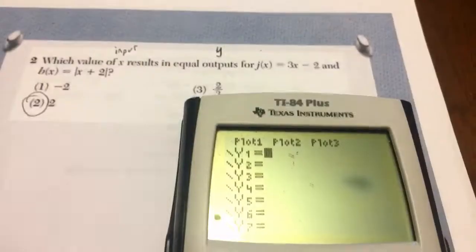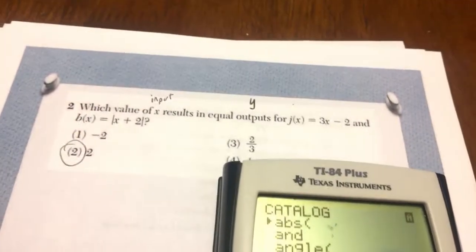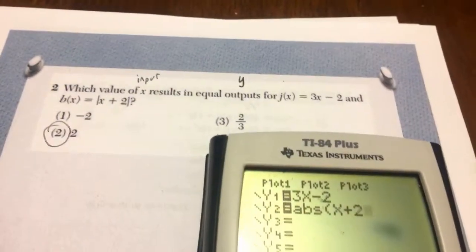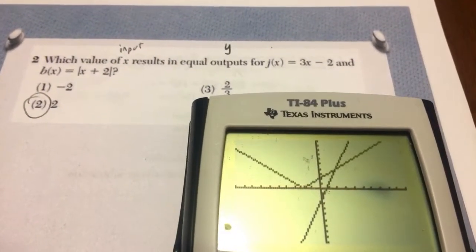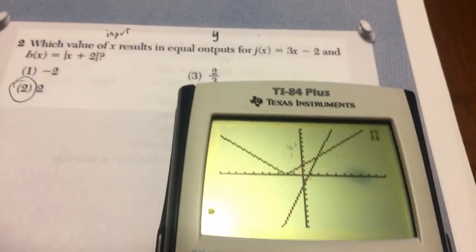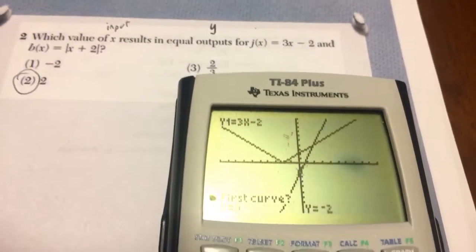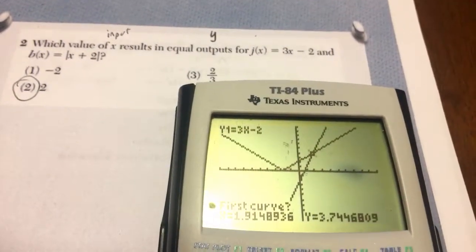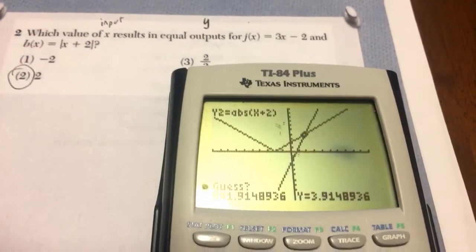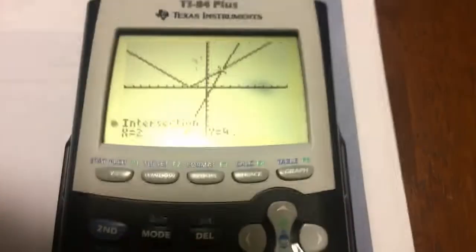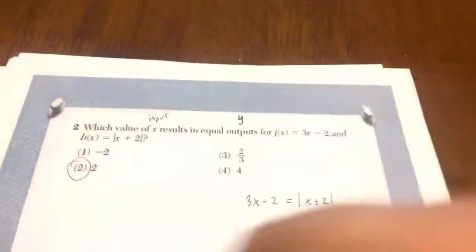is use our calculator. In my calculator, I type 3x minus 2, and then the absolute value of x plus 2. I graph it, and I want to see what the x value is where these points intersect. So I go to second trace, I hit intersect, I move my cursor as close as I can to the point, I hit enter. Where it asks me for the first curve, second curve, and guess, I'm hitting enter, and it says my point is (2, 4). So this is how I get an x value of 2.